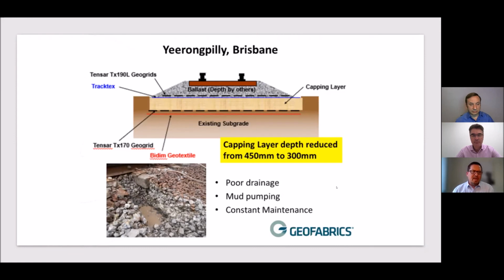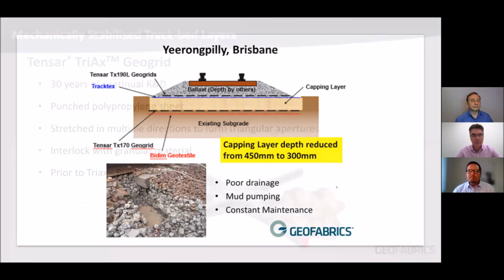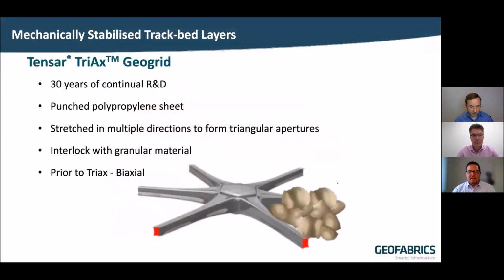The other condition that we had to try and cope with was the reduction of the capping layer by 150 mil, or by about a third of the depth. That made it interesting, and hence the additional layer of geogrid. So, Tensar geogrids. Tensar developed the geogrid technology in the late 70s. We've been exclusive partners with Tensar since the mid-80s, and the triaxial geogrids have been in the market since about 2007.